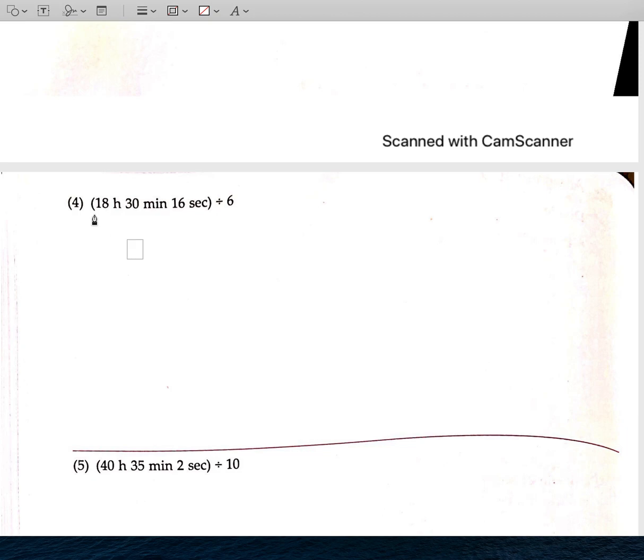Now 4 we will write as a remainder. So the answer will be 3 hours, 5 minutes, 2 seconds, and the remainder is 4 seconds.